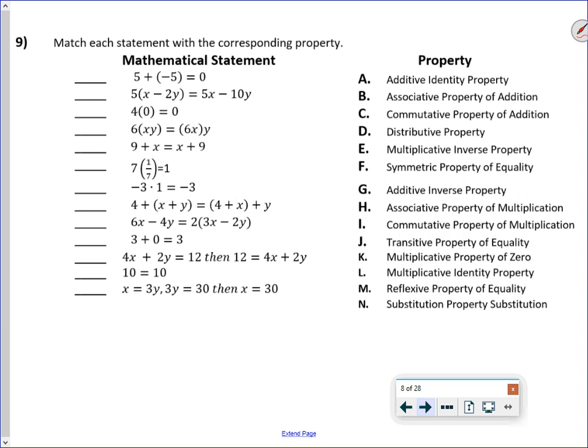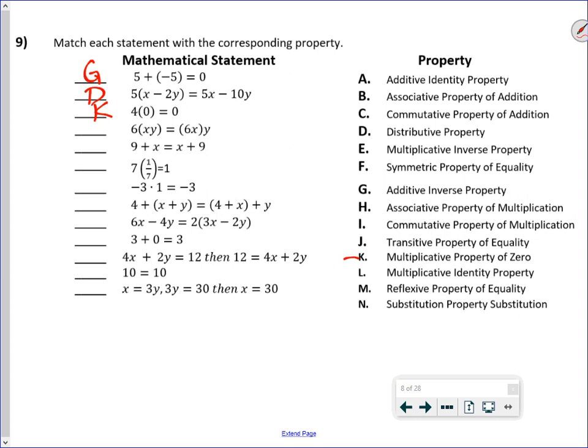Okay, so now we have to match all of these with the mathematically. So a number plus its opposite equals 0 is the additive identity property. I'm sorry, not the additive identity. I misspoke. I apologize. The additive inverse property, which is G. This, they're distributing the 5. That's the distributive property. Anything times 0 is the multiplication property of 0. Anything times 0 equaling 0.